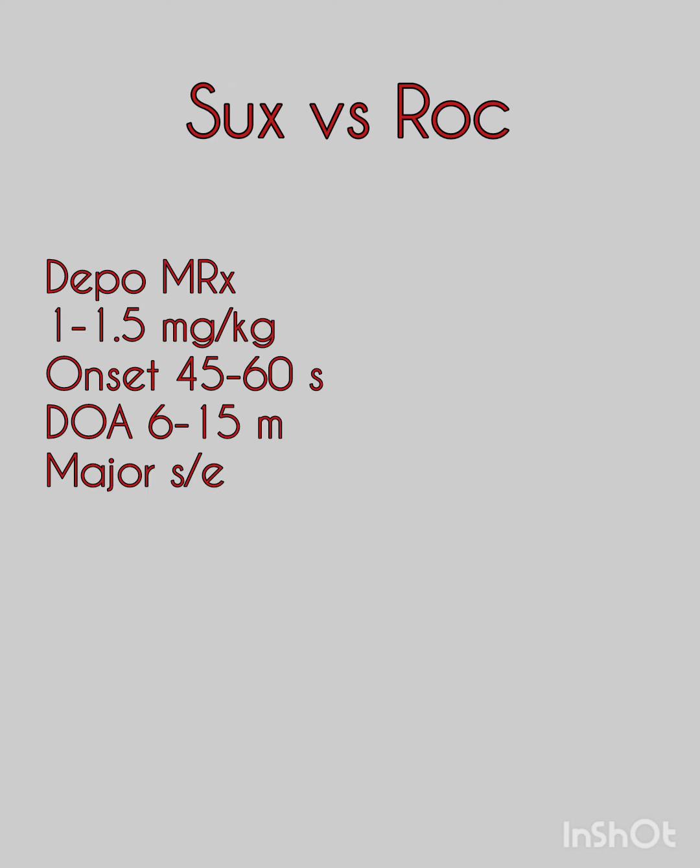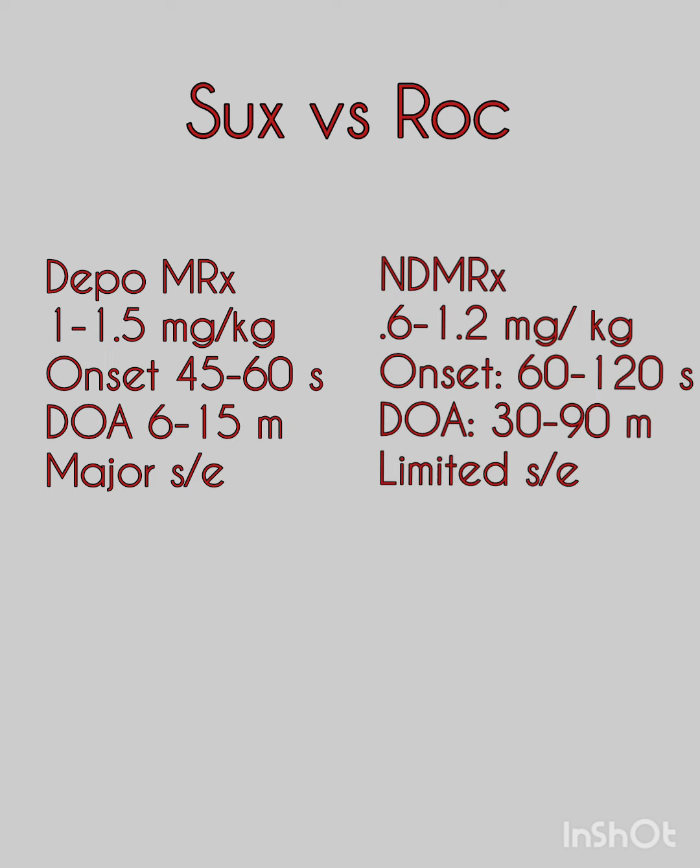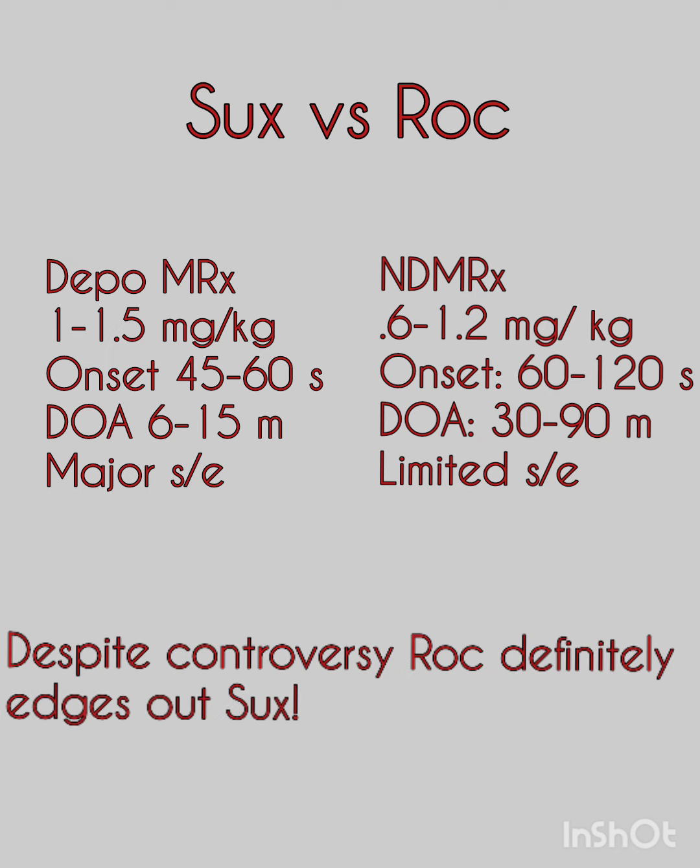Both succinylcholine and rocuronium have been used as a paralyzing agent in rapid sequence induction. Succinylcholine, a depolarizing muscle relaxant, has a short onset and a short duration of action of about 6 to 15 minutes, but it has a major side effect profile. Whereas rocuronium, a non-depolarizing muscle relaxant, has a short onset of action with a dose of 1.2 mg per kg and duration of action around 90 minutes with this dose. Rocuronium also has fewer side effects and safer apnea time. So despite controversy, rocuronium edges over succinylcholine.